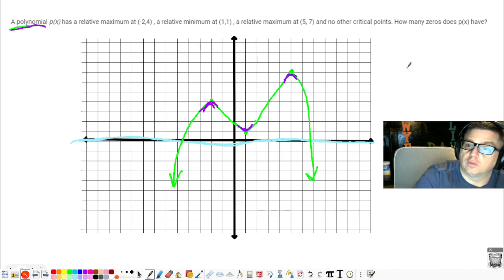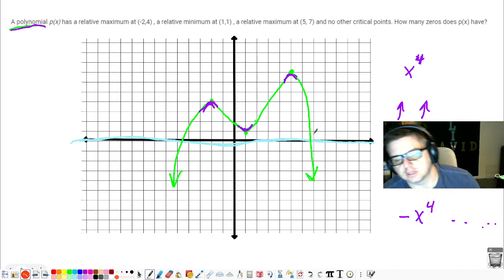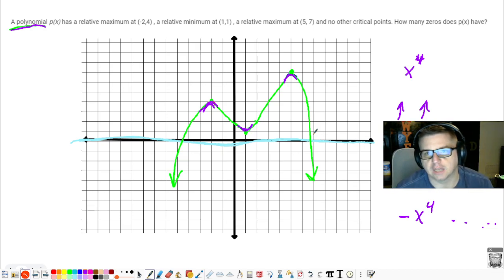So we actually know that this would be an x to the, or I'm sorry, 1, 2, 3, so it'd be x to the 4th. It'd be a 4th degree function. And it makes sense because it's an even function. That means they're either both going to go up or they're both going to go down. And the fact that they both end down means that it's negative. So this is actually a negative x to the 4th function with some other stuff at the end of it. But that is essentially what our graph looks like in the rough sketch.